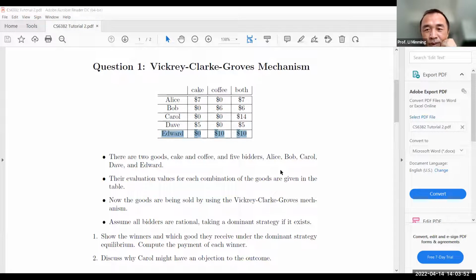And then how about Alice? If Alice is not there, it will not go to Carol, it will go to Dave and Edward, 15. If Alice is there, then other people only get 10. So Alice will pay $5. So $5 and $7 will be the payment for these two people who get the cake and the coffee.